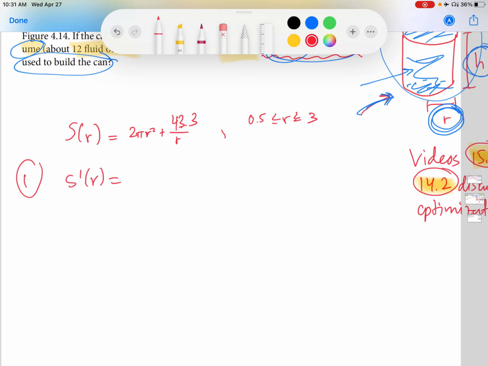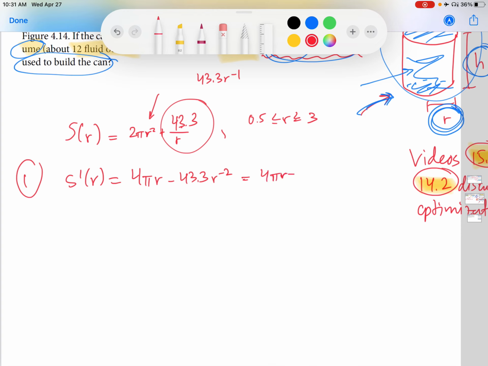So I'm going to find the derivative of this function. That is over here, power rule. So 2r differentiates to r squared differentiates to 2r. 2 and 2 make 4, so that's 4 pi r. And then over here, this is 43.3 times r to the minus 1. Also a power rule. So r to the minus 1 differentiates to minus r to the minus 2. So this is our derivative.